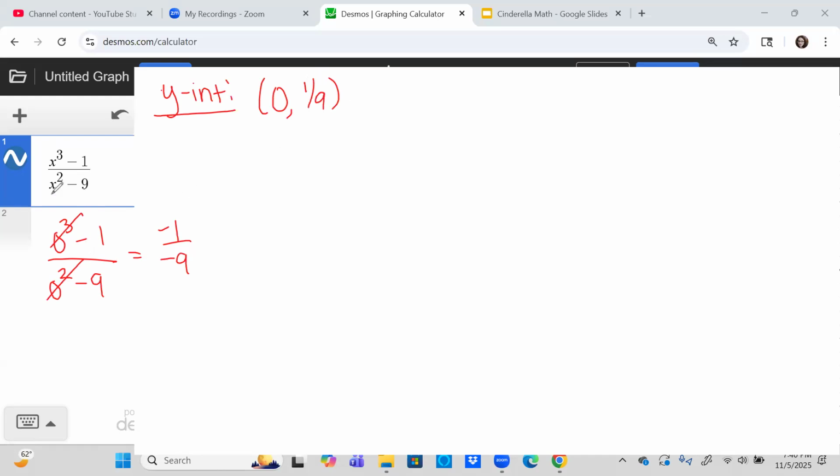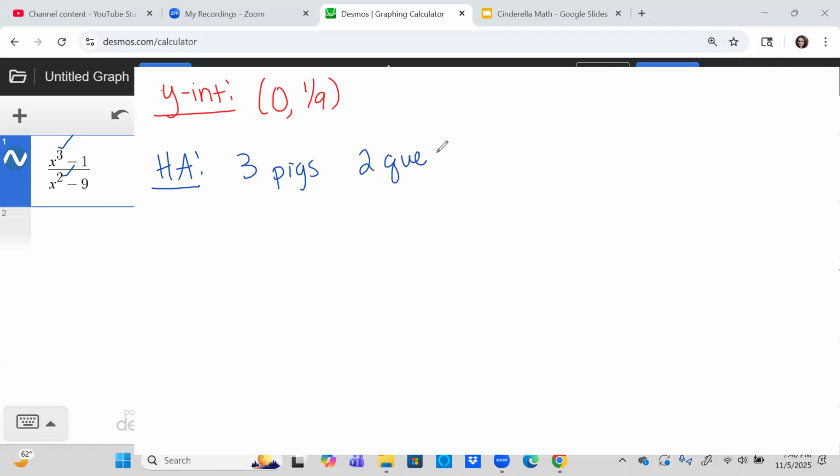Okay. And then the other thing we want to do before factoring is our horizontal asymptote with our pigs and queens. This has 3 pigs. That's the degree of the top. And 2 queens. That's the degree of the bottom. When the pigs are in charge, there's no rule in the land, so there is no horizontal asymptote. Now this time, there will be a slant asymptote. Sometimes teachers call this oblique asymptote. Same difference. We're going to do long division to figure that out.